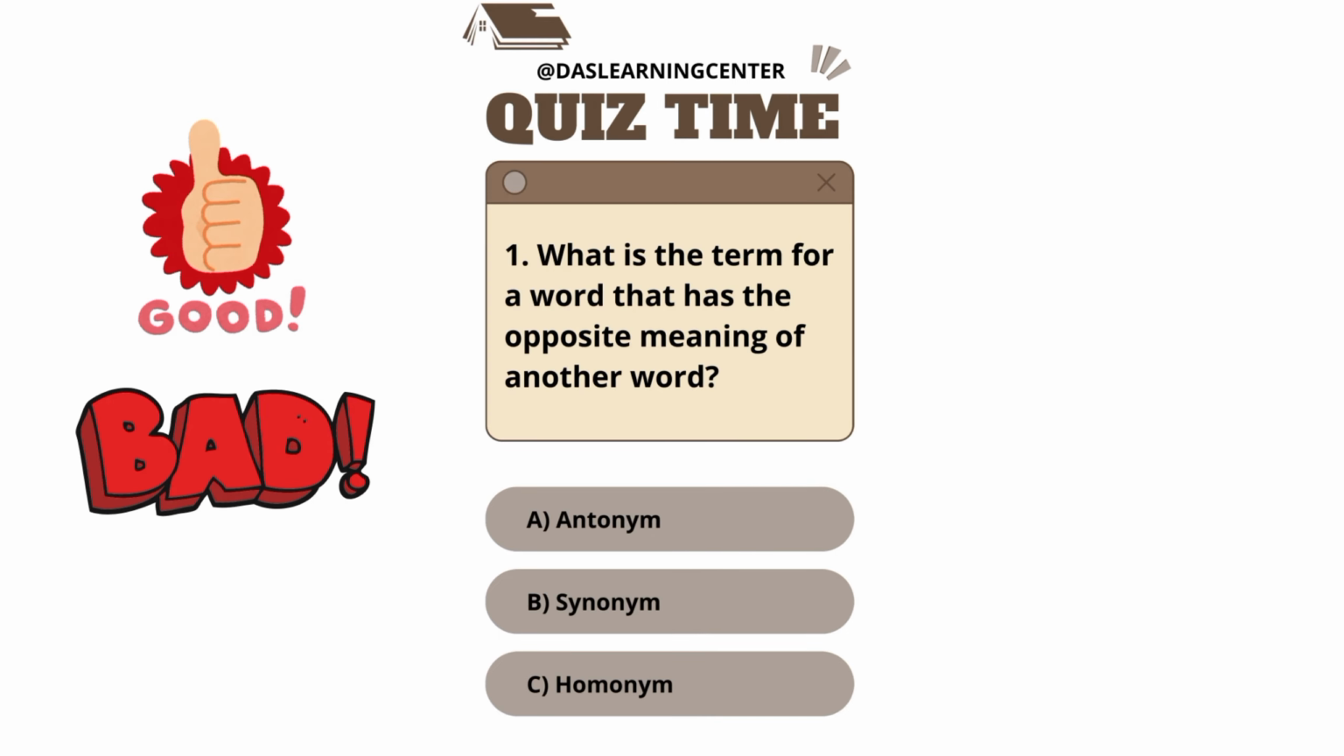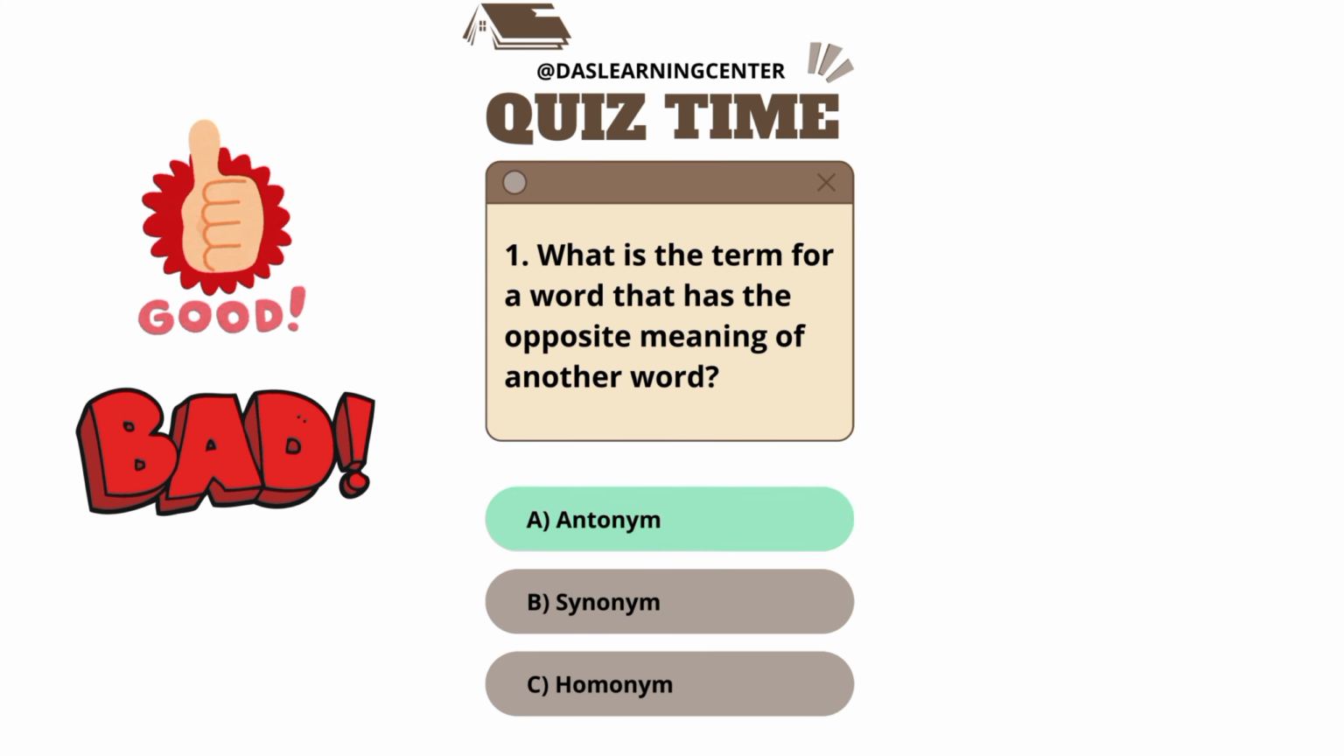What is the term for a word that has the opposite meaning of another word? A. Antonym. B. Synonym. C. Homonym. A. Antonym.